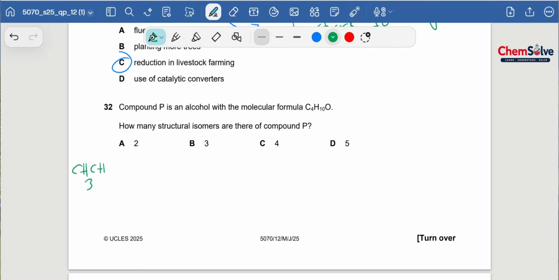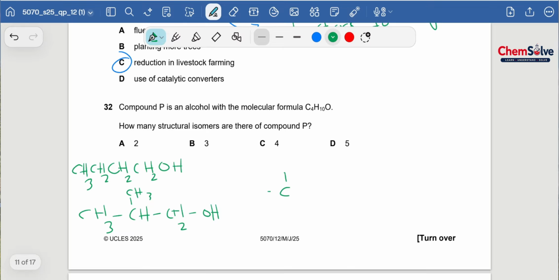CH3, CH2, CH2, CH2, OH. So this is the first one which we will obtain. Okay, now I will change the position of the carbon. So CH3, CH, CH3, CH2, OH. So this is the second option.